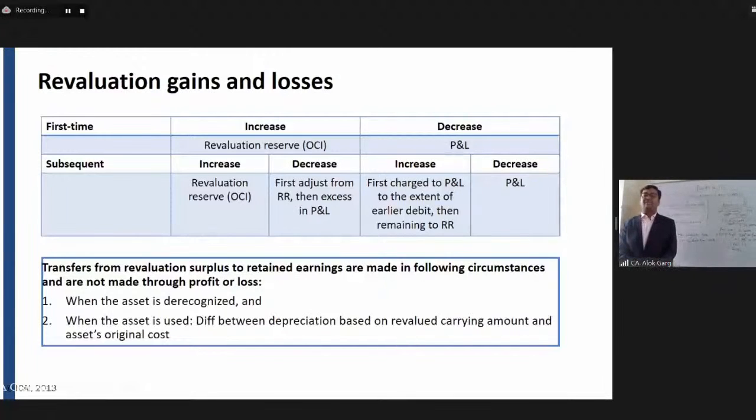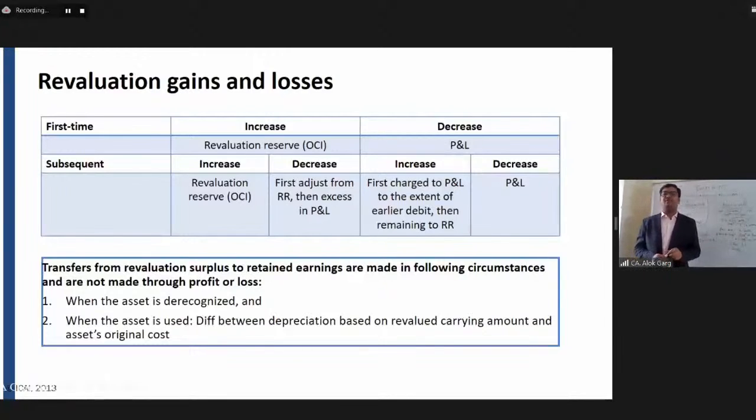But if it was a first time decrease, it goes to P&L, and then if it is an increase, first you need to reverse the decrease in P&L, and then you need to credit your OCI if it is over and above. So first time there was a decrease, again there was a decrease, it will go to P&L. So we have done this with the help of two examples. One, when I was explaining the concept. Second, I have used a complete example with the help of calculation of WDV.